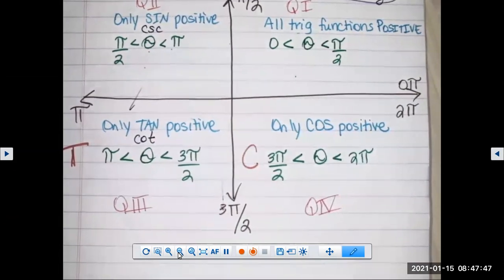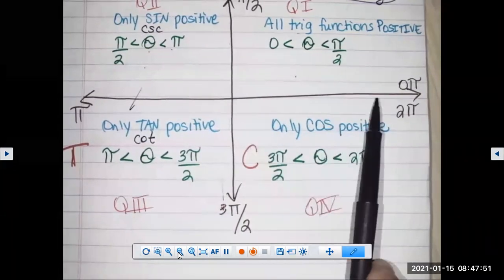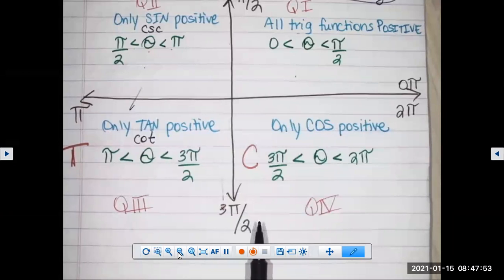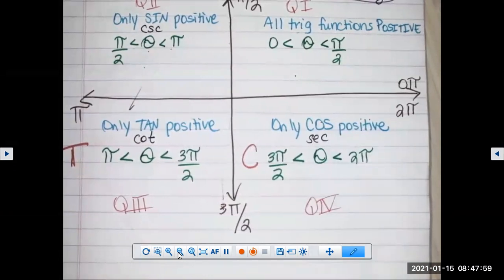All right, in quadrant 4, cosine is the only one that's positive because your X is positive, but your Y is negative, which means sine will be negative. And secant, cosine's inverse, is also positive. So an angle in this quadrant is going to be less than 2 pi, but it's going to be greater than 3 pi over 2.